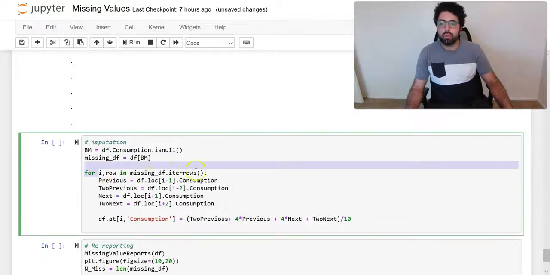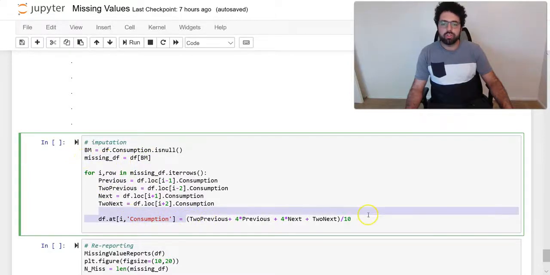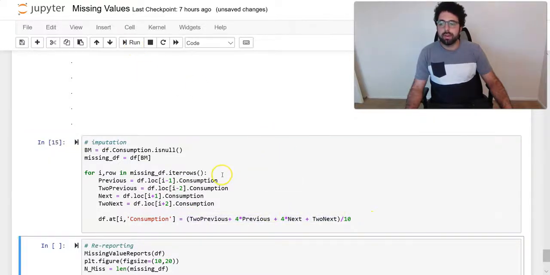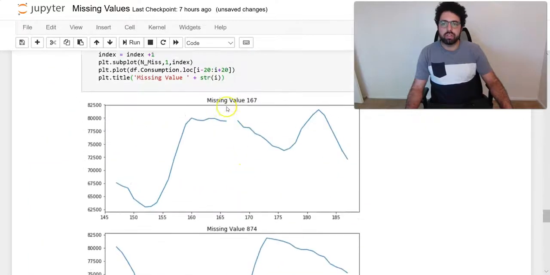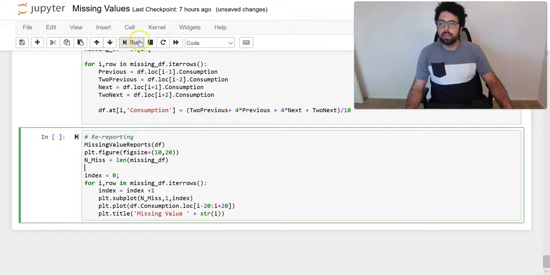All you need to do is go through your loop of missing values and capture the previous 2, previous 1, next 1, and next 2, at the df.at, which is the main data frame, not the missing data frame, and i is the index. These are the same index because we filtered the missing df from the main df, and the consumption is the formula we just discussed. And once we run this, now we have taken care of our missing values. We can look at the report, see if that's the case, and also come up with the visualization that we had and see how they look after we dealt with them.